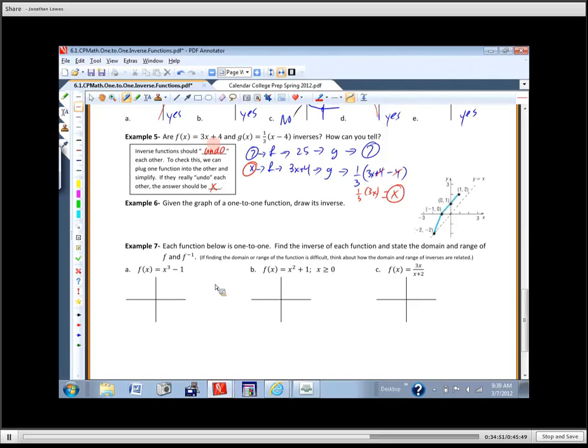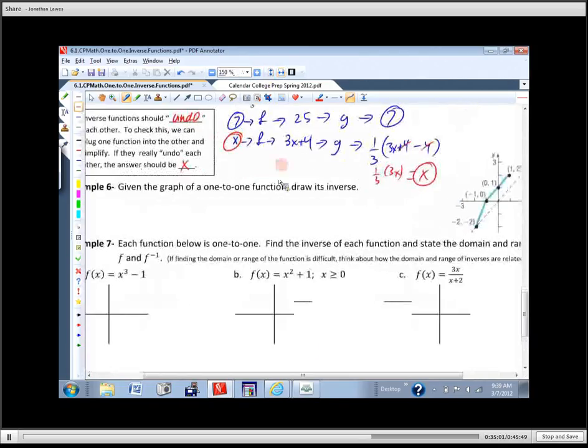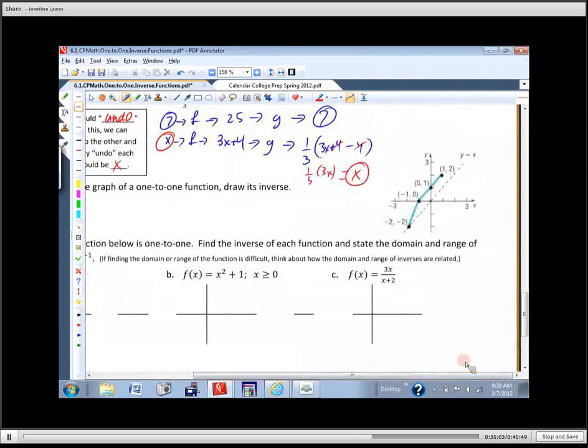Okay, let's take a look at the next example. It says, given the graph is a one-to-one function, draw its inverse. You've got a couple problems like this, so all we need to do is draw the inverse. Okay, now, there's that two-step process for finding inverses. What is that first step again? Switch the x and y. So this right now is an xy pair.